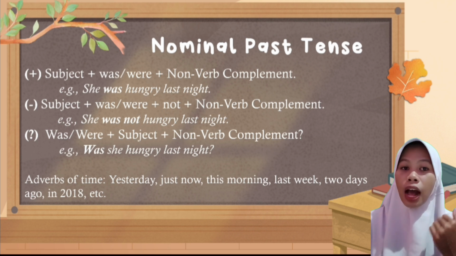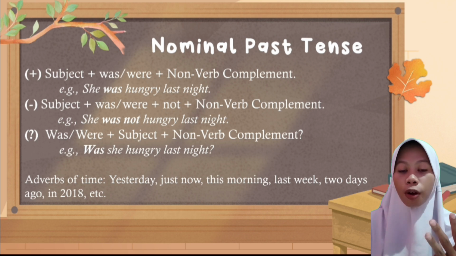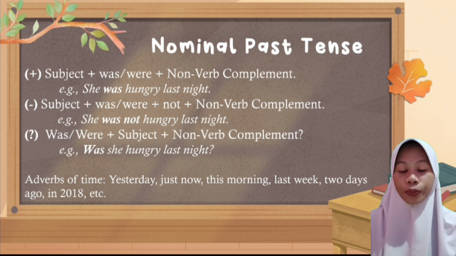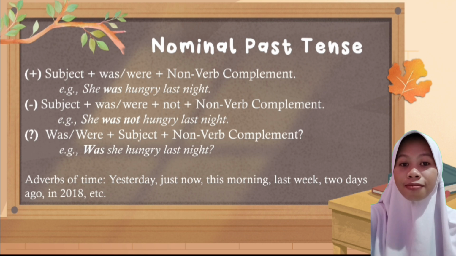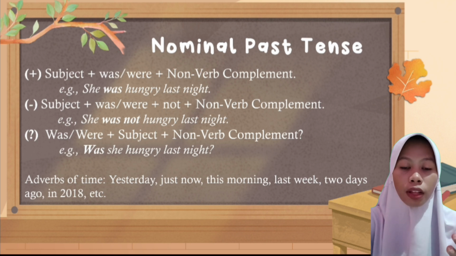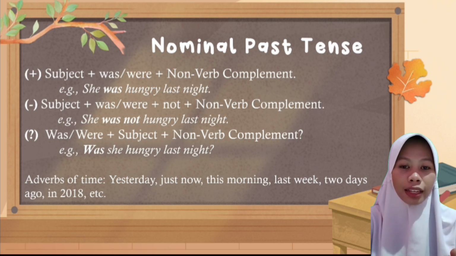Negative sentence: subject plus was or were plus not plus complement. For example, she was not hungry last night. For question: was or were plus subject plus complement. For example, was she hungry last night?